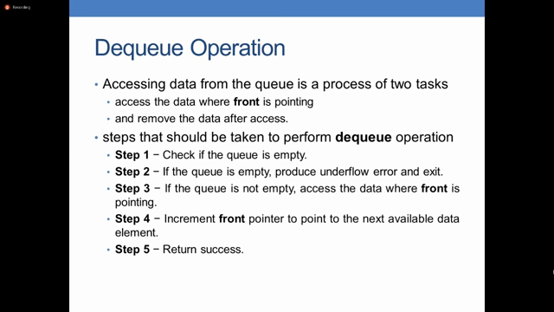Then the algorithm can be given in a stepwise manner as well. In step 1, check if the queue is empty. If the queue is empty, then it should generate an underflow error or underflow message and exit. Otherwise, the queue is not empty. Then access data where front is pointing. Then increment the front pointer to point to the next available data element and return success.